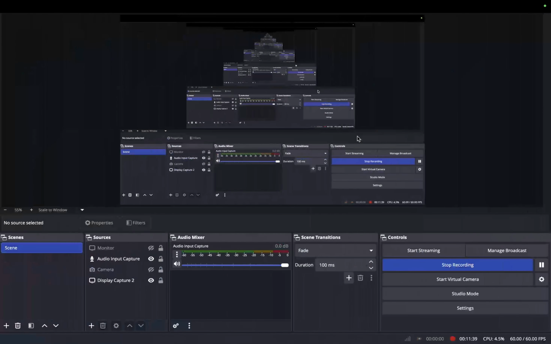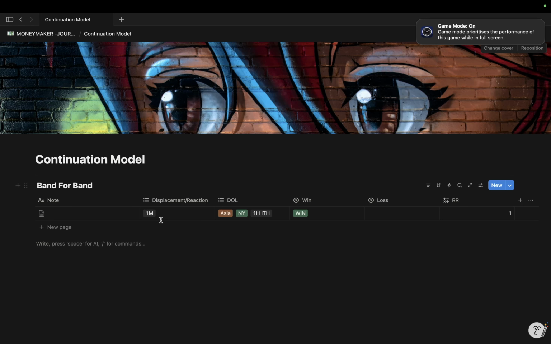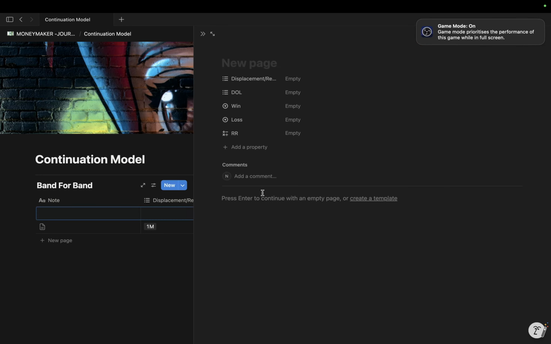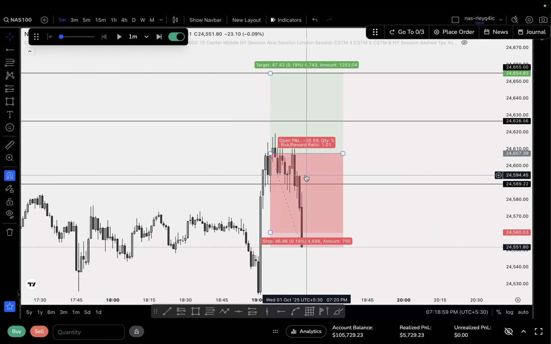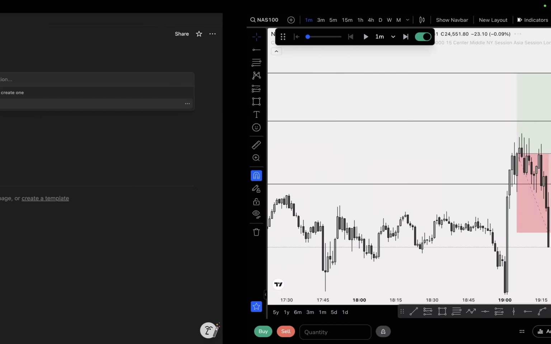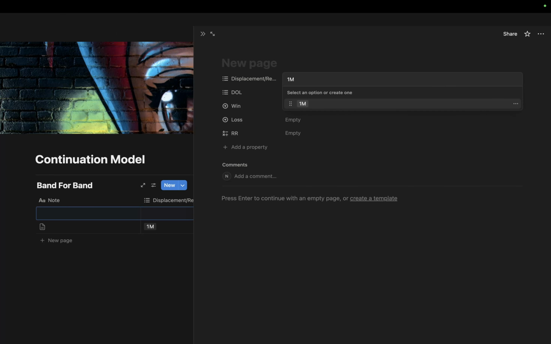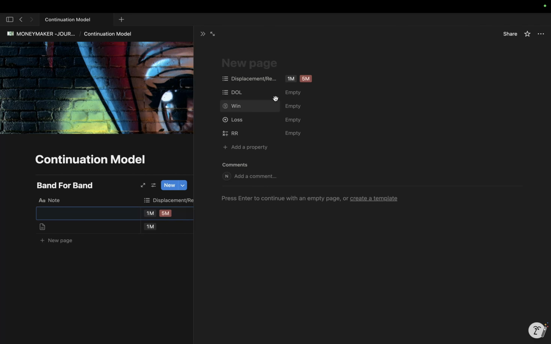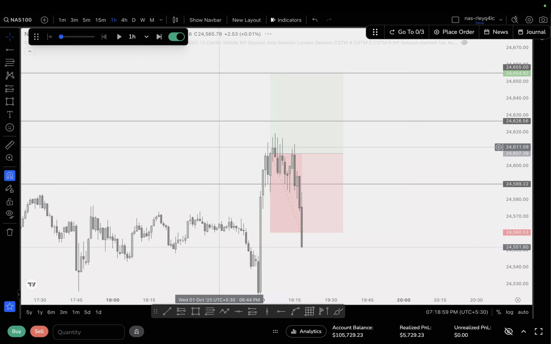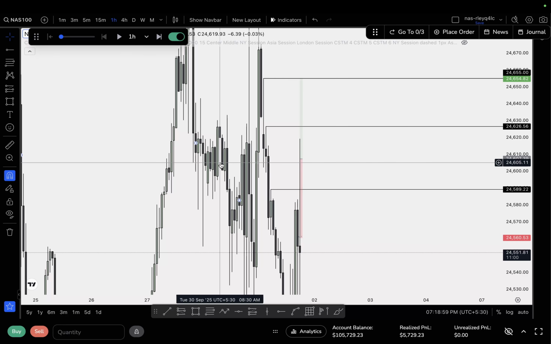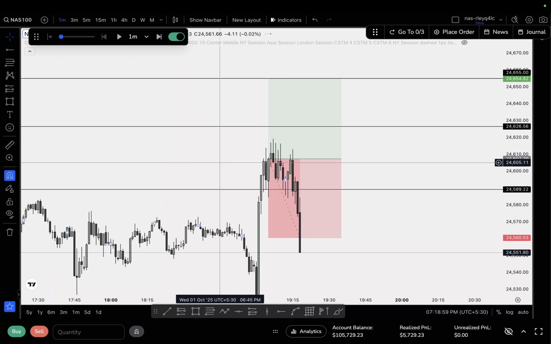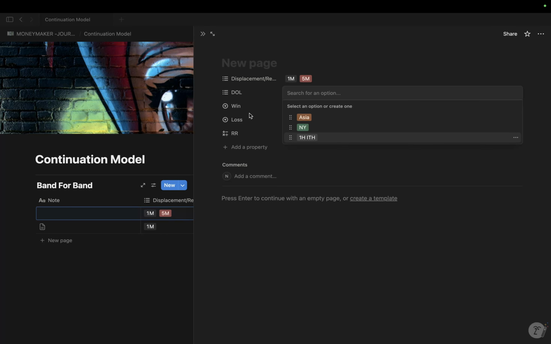Delete. New page. Displacement through 1 minute and 5 minute. Drawn liquidity was hourly high and new day opening gap. Hourly, oh sorry, hourly high, new day opening gap.